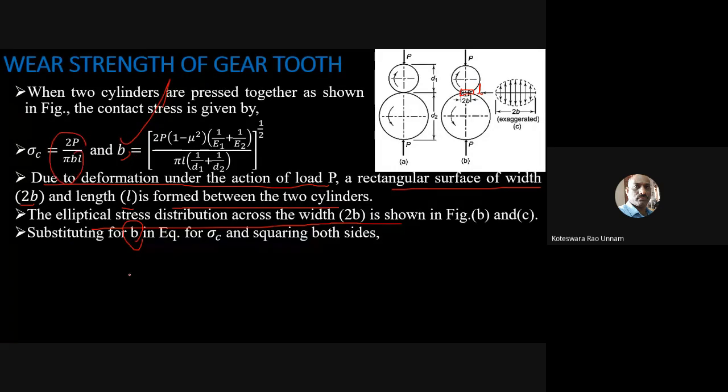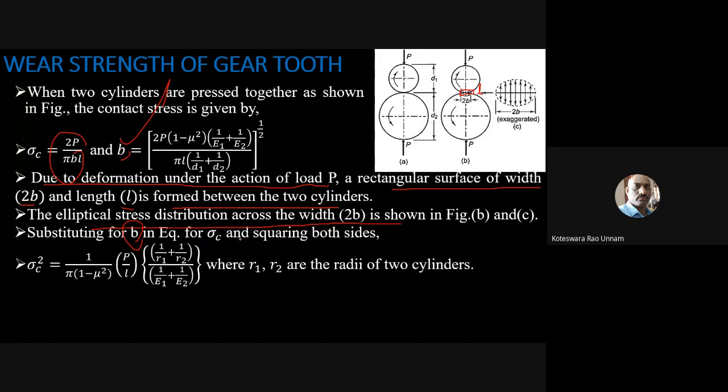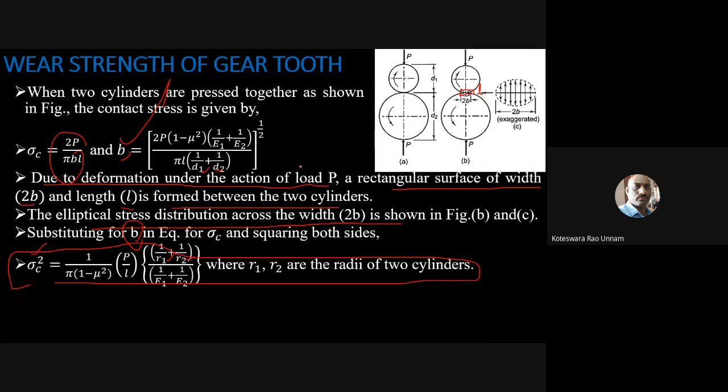If you substitute that into this equation and square on both sides, you can write sigma C is equal to something like this. Here D1 and D2 are replaced by R1 and R2. The relation is D1 is nothing but 2R1, and D2 is 2R2. So if you substitute and rearrange this equation, he got sigma C square as something like this, where R1 and R2 are the radii of the cylinders.